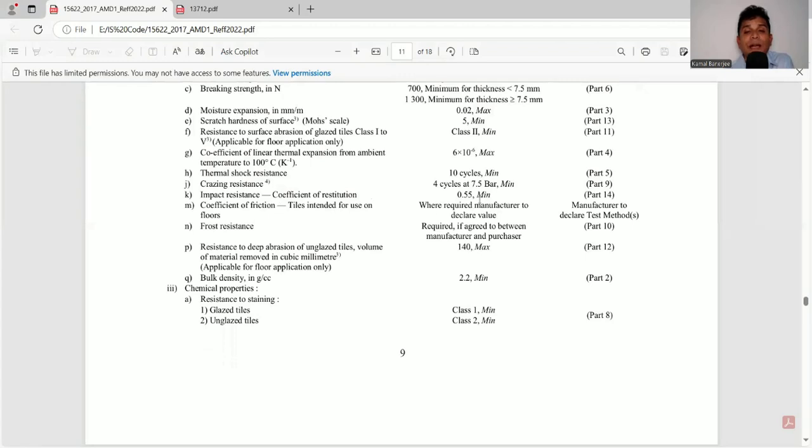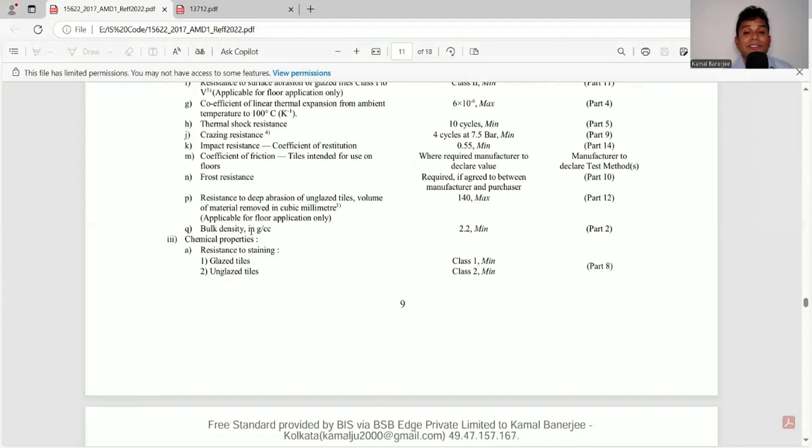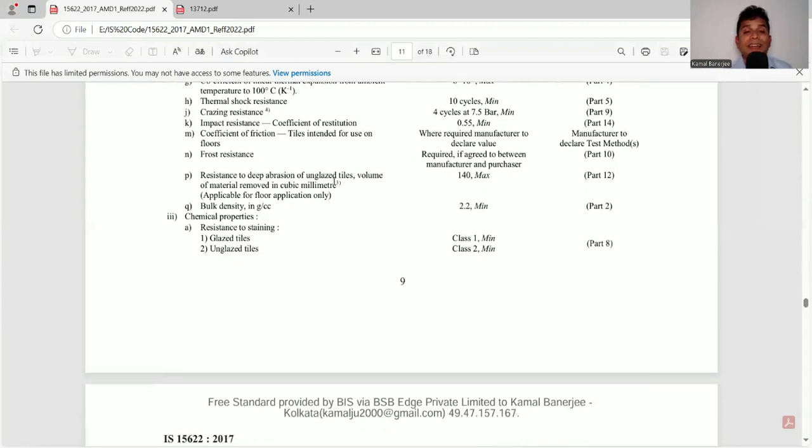Coefficient of friction, for tiles intended for use on floors. Whenever you need the friction, at that time the manufacturer is required to declare the value. The frost resistance is if agreed between the manufacturer and the purchaser. So for these two, the code has given the provision that the requirement is to be decided by the purchaser and the manufacturer.